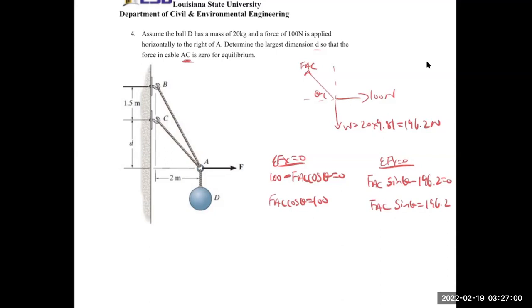So what we can do at this point, same thing as we did in the previous example. We can rearrange the equation in terms of the other, because we have two unknowns in one equation. We don't know what FAC is. We don't know what theta is. So what I would do right here is rearrange this equation in terms of FAC. So FAC is equal to 100 over cosine theta, and then I can plug this in here. So I got my 100 over cosine of theta times sine of theta is equal to 196.2.